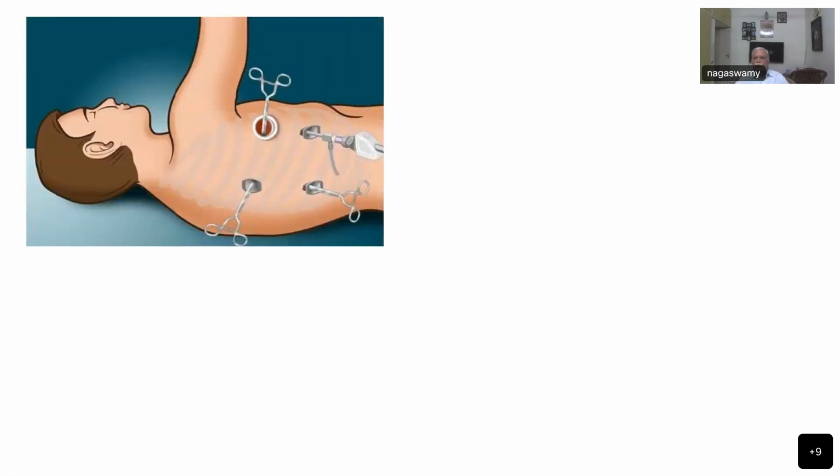So you are shown a picture here, and the question is, what is the procedure shown in this model? Are you all able to see the picture clearly? Yes, sir. What is being shown in this model?